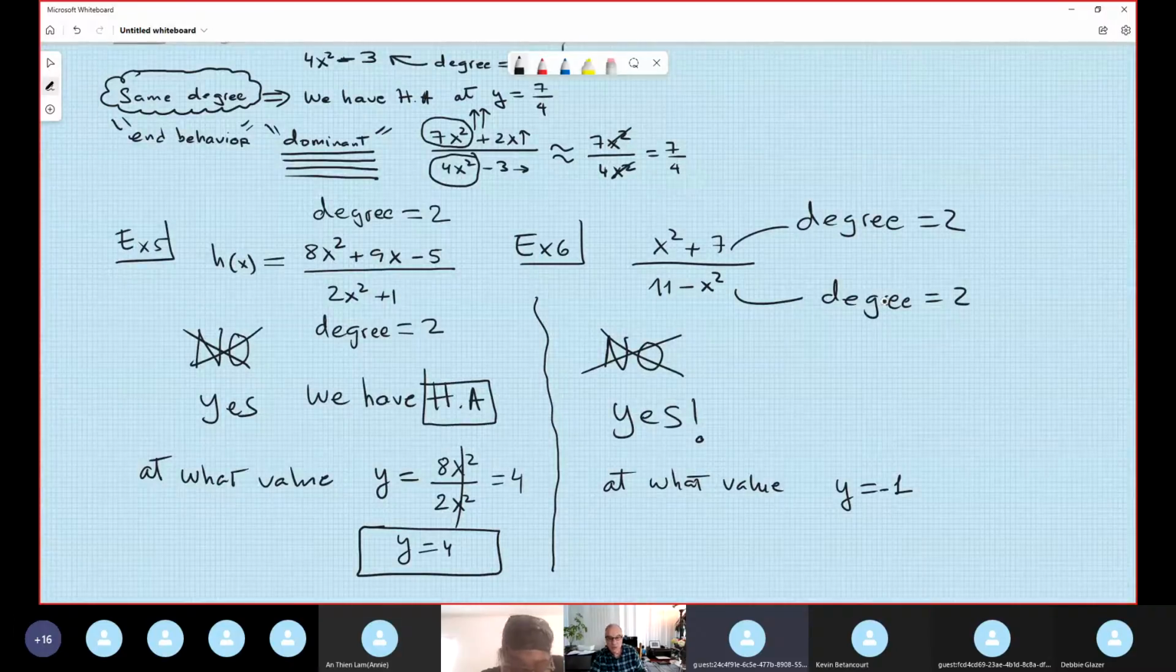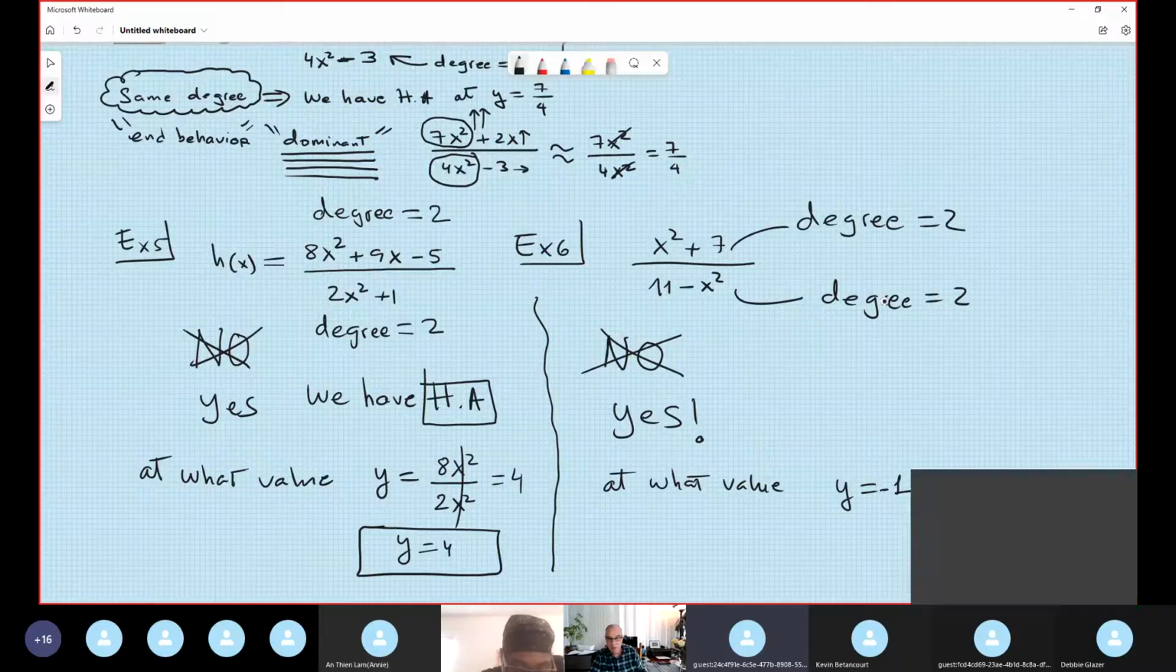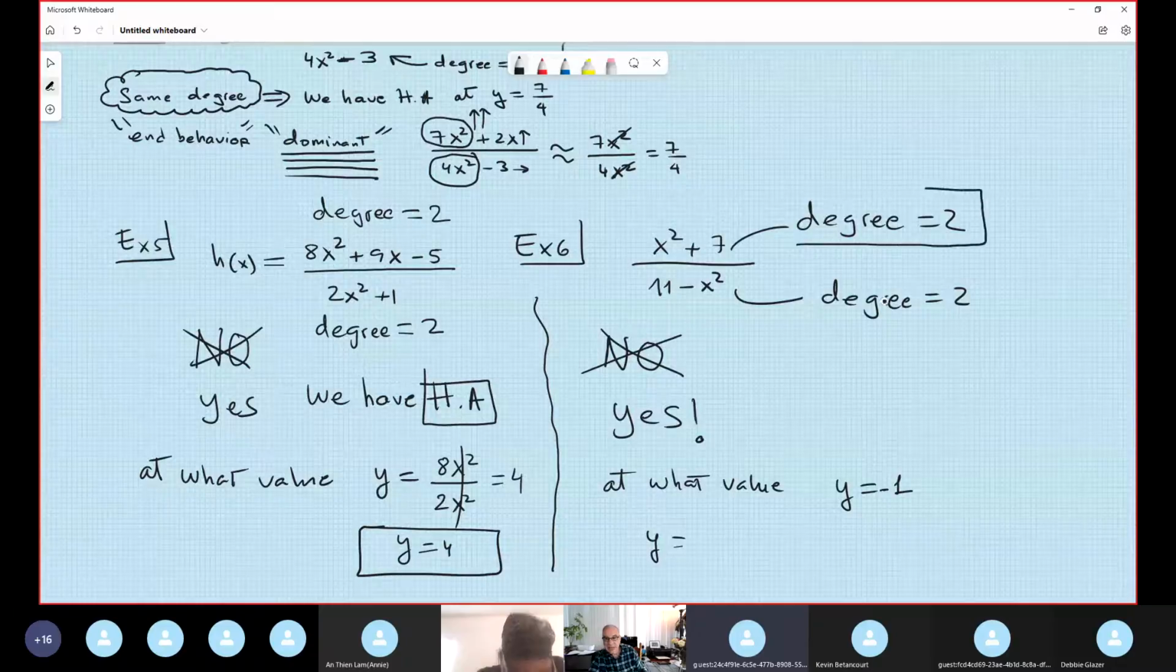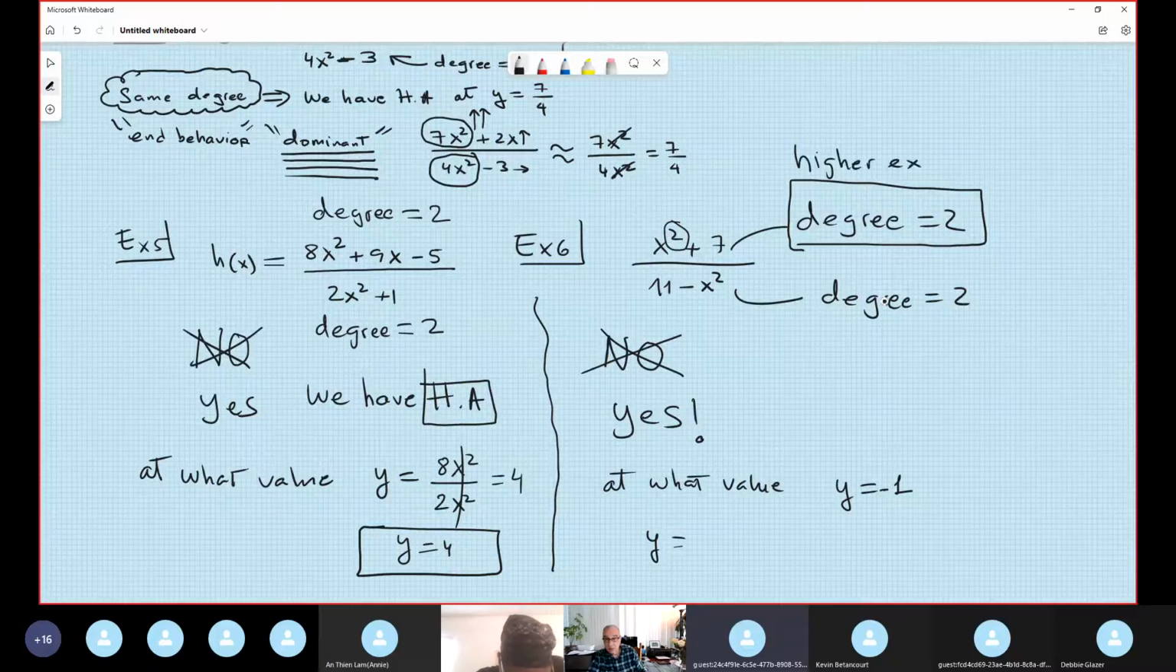Okay, what is the dominant guy in the top? The dominant guy in the top, where do you get the degree from? Gabriel, look at that. Degree, by definition, Gabriel, is the higher exponent in the polynomial. Look, this is my polynomial, x squared plus 7. The only exponent we have is 2. But in general, it's the higher exponent in the polynomial.